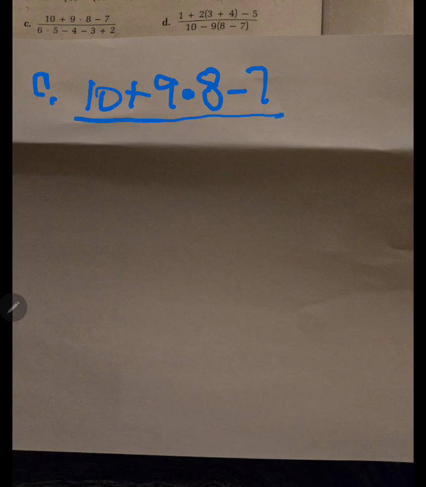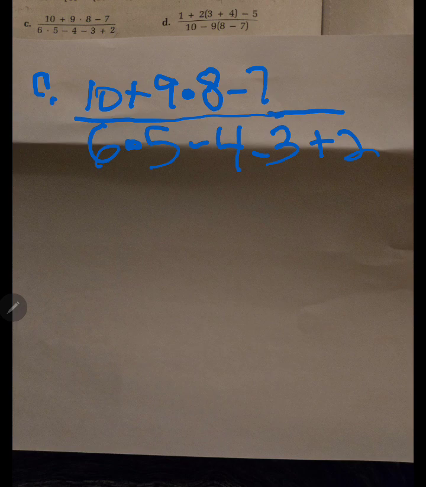So C. 10 plus 9 times, that's not a decimal, that actually means times because it's in the center, 8 minus 7, and then all divided by, what's the line on a fraction mean? It means divide. Yeah, I know you guys get sick of hearing me say that. And then 6 times 5 minus 4 minus 3 plus 2. And I did not make my line long enough, did I? All right, so this is what we have.